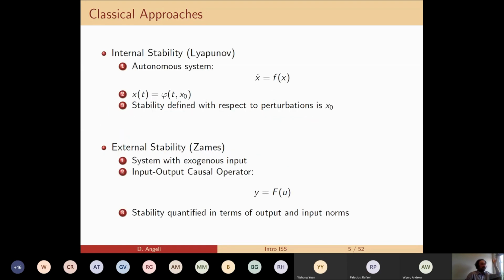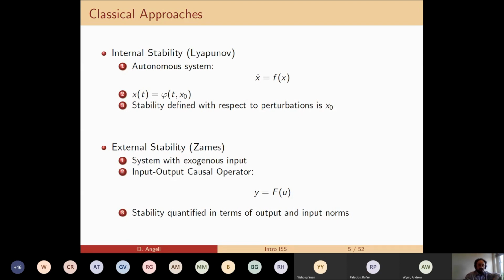So I will introduce some classical approaches because, in fact, input-to-state stability was very strongly influenced by these two classical approaches, and in a certain sense, as I said before, is attempting to bridge the gap between the two. So the first approach is the so-called internal stability by Lyapunov, initially, let's say, formulated for autonomous systems, so systems described by state space equation, first order state space equation, x dot equal f of x.